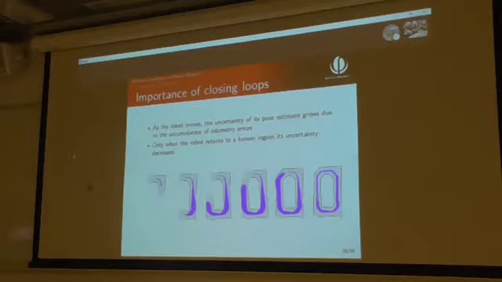Well, here's an example of the importance of closing loops. As the robot moves, the uncertainty grows, and you can only reduce uncertainty when you return to known visited areas. Okay, so closing loops is important using EKF SLAM, it is important using graph SLAM, it is important using any method of SLAM. Okay.